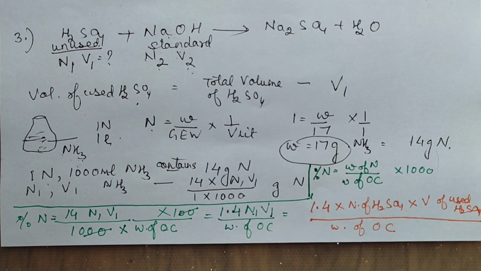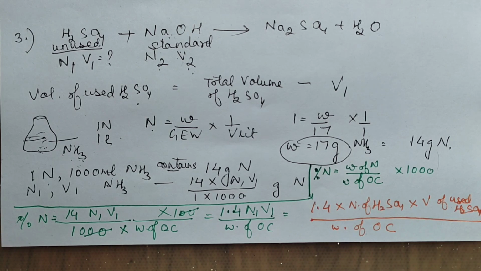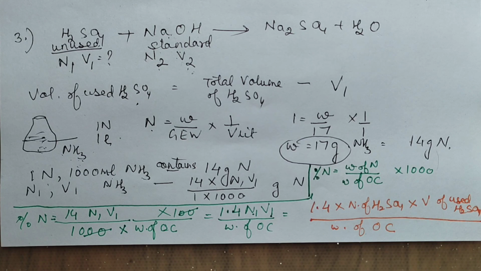Just see this. 1.4 into normality of sulfuric acid into volume of used sulfuric acid divided by weight of organic compound. So please note down the formula if you are not able to follow the whole step, because in numericals we will not be requiring the whole thing. We will be using just the formula. Okay, so now I will solve one numerical also so that you can understand the concept properly.